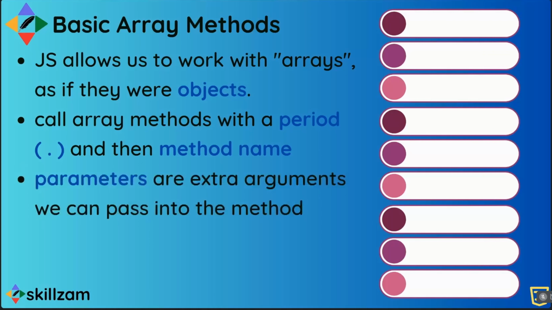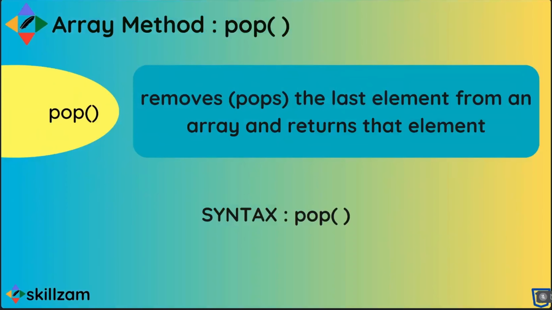Always remember that array methods can be accessed using a period operator, which is a dot operator, followed by a method name. This method may or may not contain a parameter, because some require mandatory extra information inside the parentheses, and some do not require any parameters. Let's take them one by one. The very first array method we are talking about is the pop method. What does this pop method do?